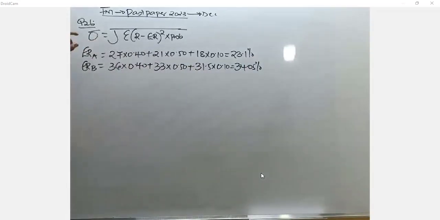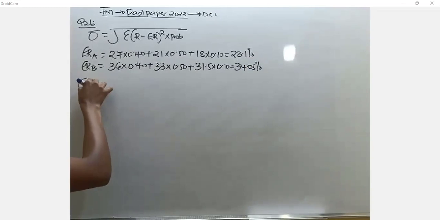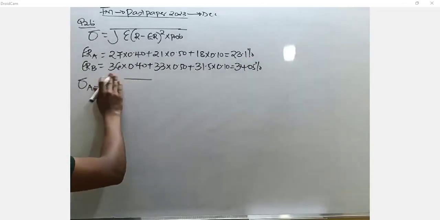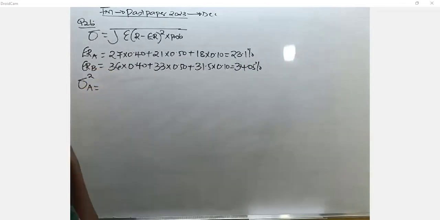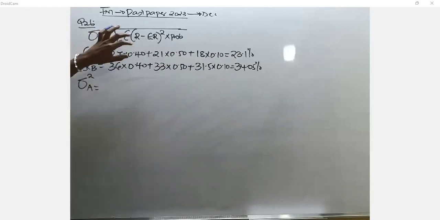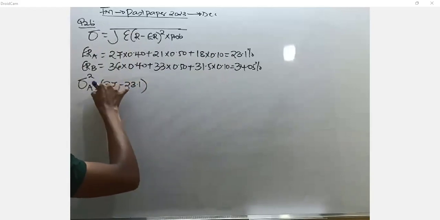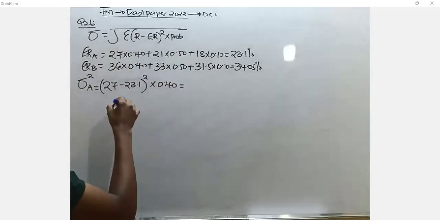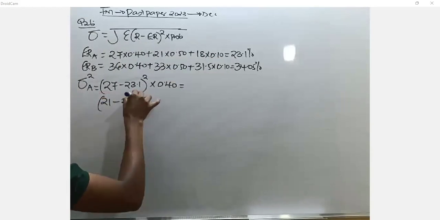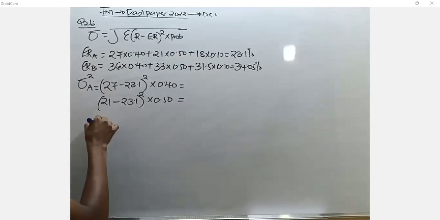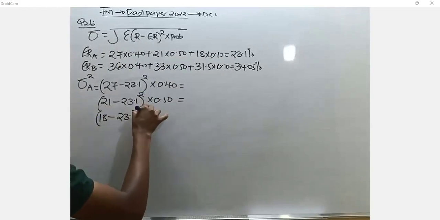Let us get back here. The computation of the standard deviations, because when you look at the question, the examiner is asking you to calculate the standard deviation of security X and Y, A and B. So when you look at the standard deviation of A, let me start by computing the variance. The variance of this security, the standard deviation I will be able to get later. This is our formula, and the returns you can see from the computation. The first one will be 27 minus 23.1 squared, we multiply by the probability of 0.40. The other one will be 21 minus 23.1 squared, we multiply by 0.50. Then the last one will be 18 minus 23.1 squared, we multiply by 0.10.